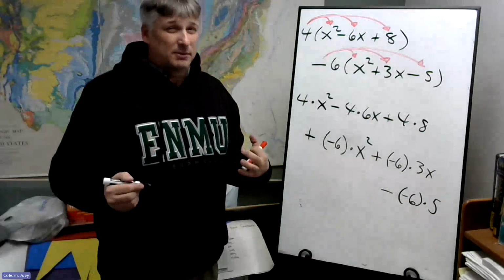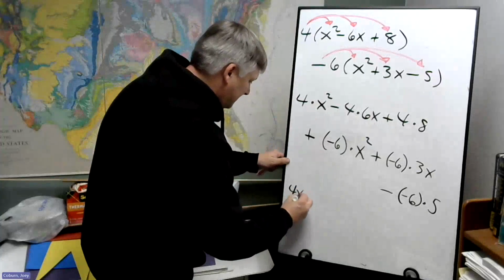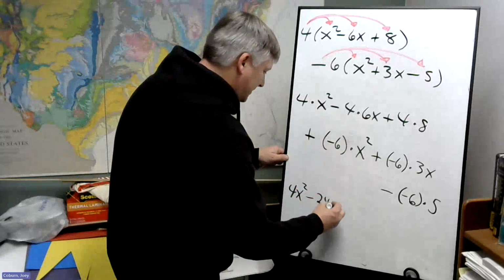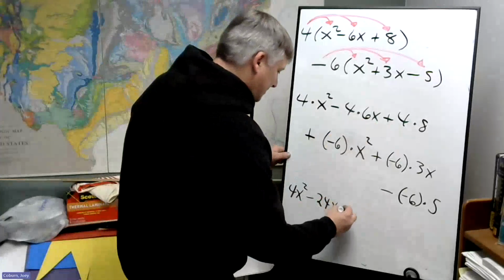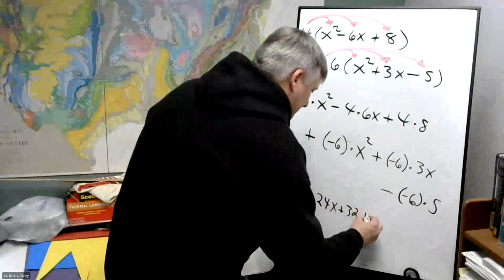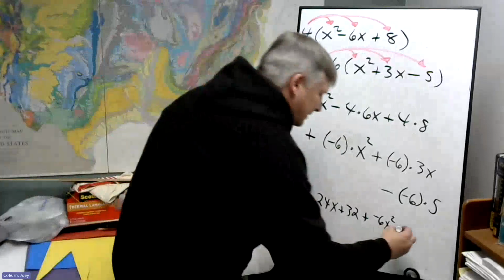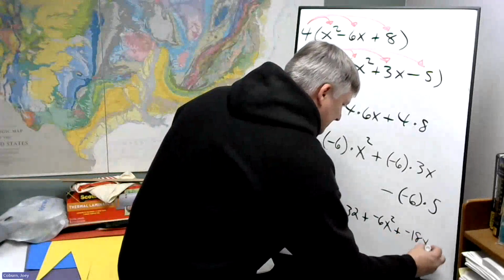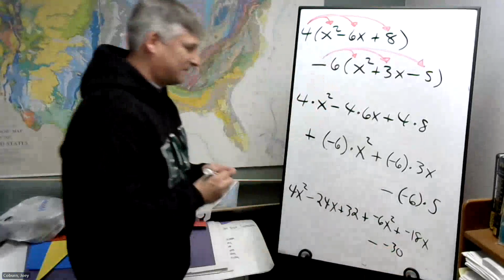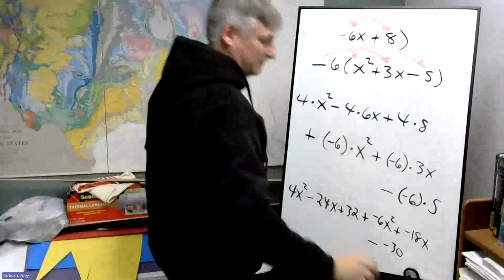So now let's go through with the multiplications. 4 times x squared, 4x squared. 4 times 6, 24x. Plus 4 times 8, 32. Then we get plus -6x squared plus -18x. And then we're going to subtract -30. -6 times 5 is -30. Oh, keep this up here.